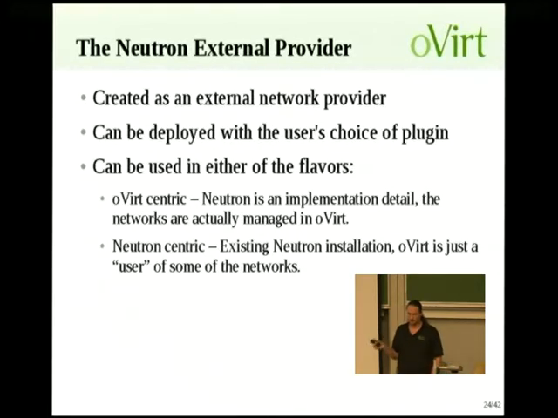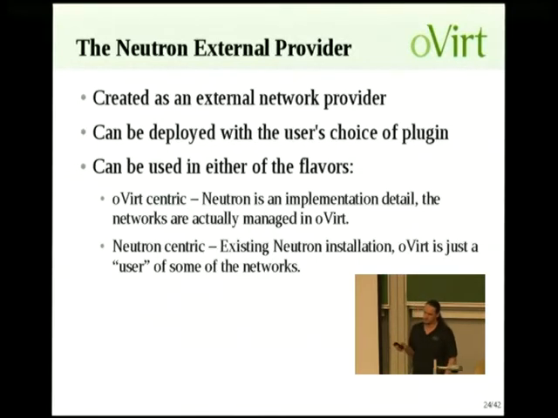And you can deploy it with whatever plugin you want. You just set it up by yourself. And it can be used in any one of the flavors. Like you always set it up once, and then you don't have to really touch it again. But you can use it the oVirt-centric way. Like you create networks in oVirt and tell it to create them using Neutron. So it's just some sort of implementation detail that you don't really care about.